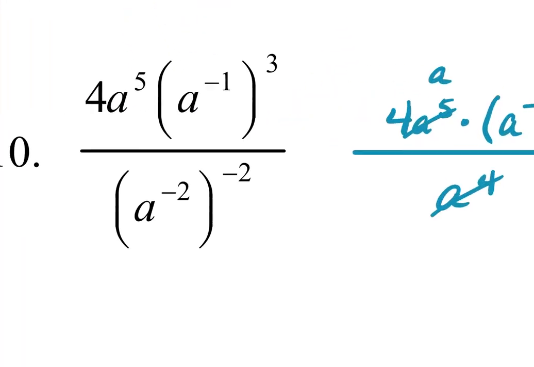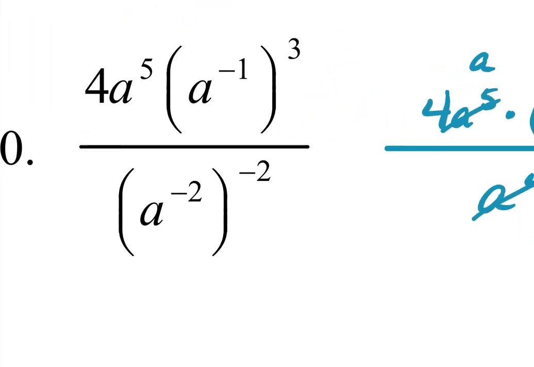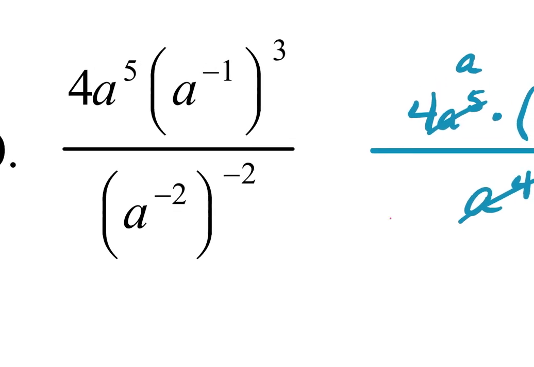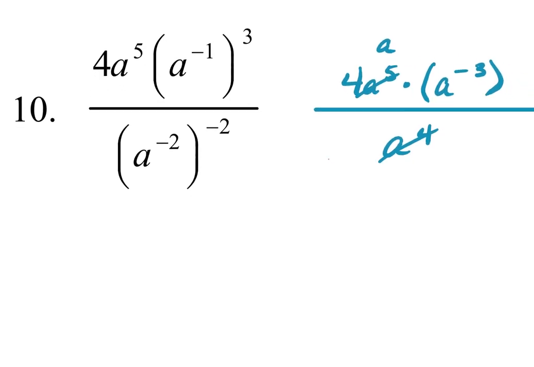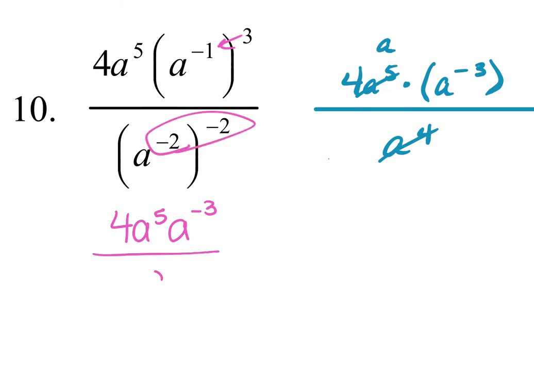Okay, 10. First thing I'm going to do is distribute the exponents. So the first thing you're going to do is multiply out the exponents, right? So this becomes 4a to the fifth. This a is going to get multiplied, that 3 is going to get multiplied by the negative 1, so it's a to the negative third over 2a to the negative second times the negative second makes this a to the fourth.